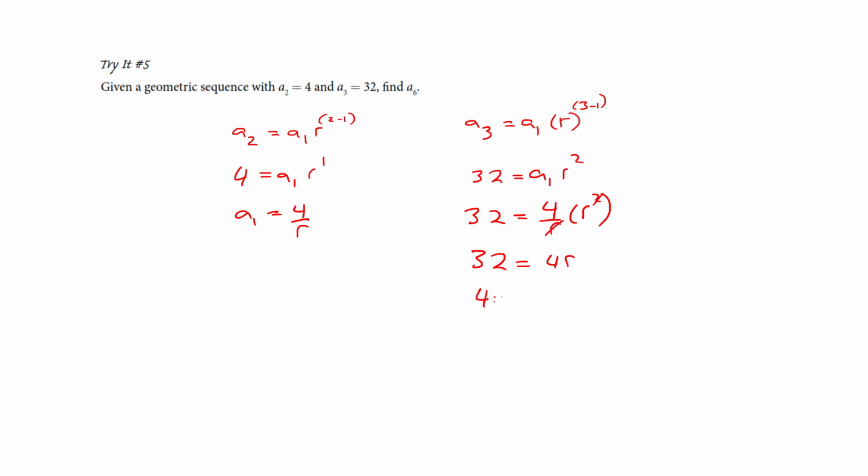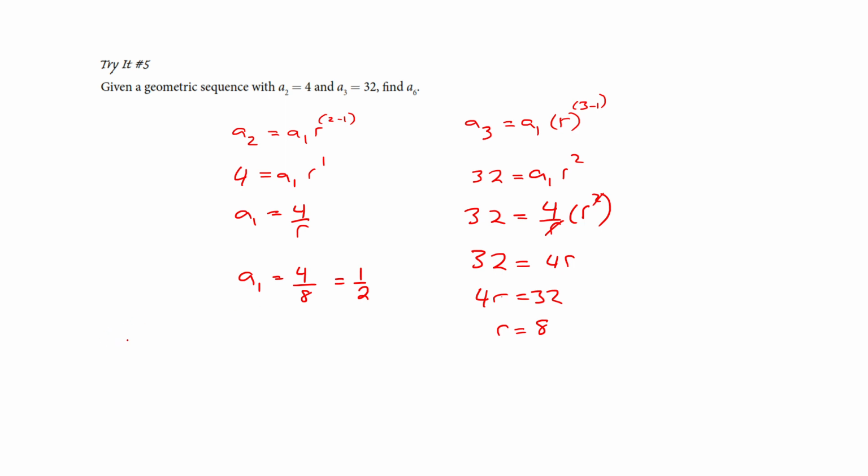Now I'm going to swing this around just because I'm running out of space here. Okay, so if I divide this by 4, I've got r is 8. Now I have r, I can find the first iteration. a1 equals 4 divided by 8, or 1/2. Okay, now I have everything I need.